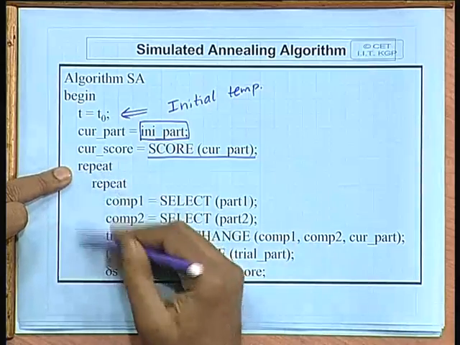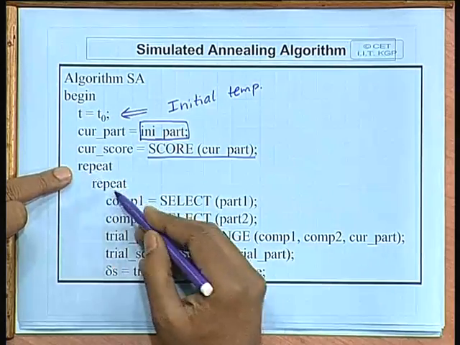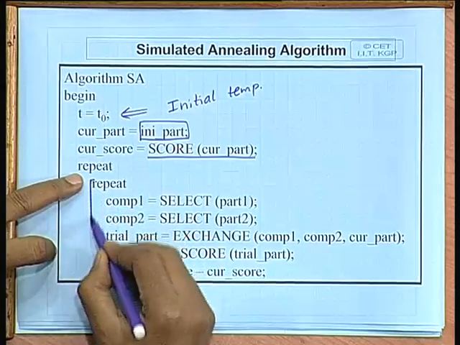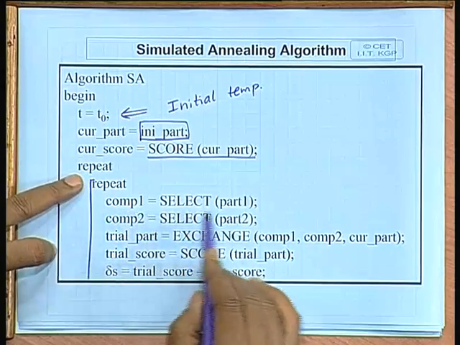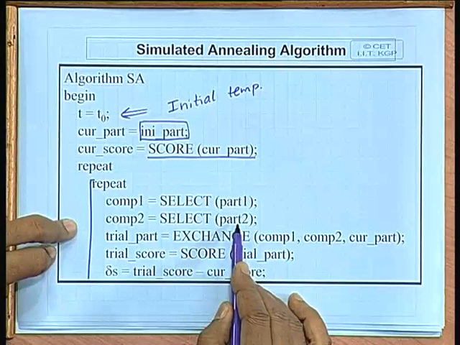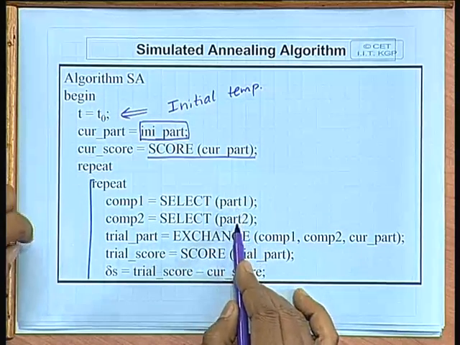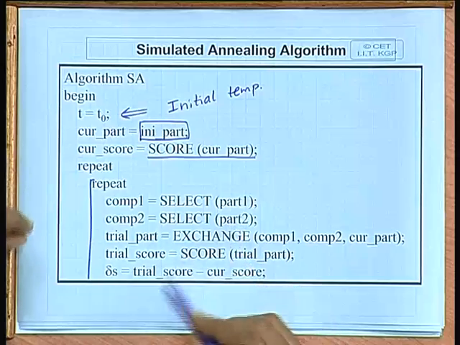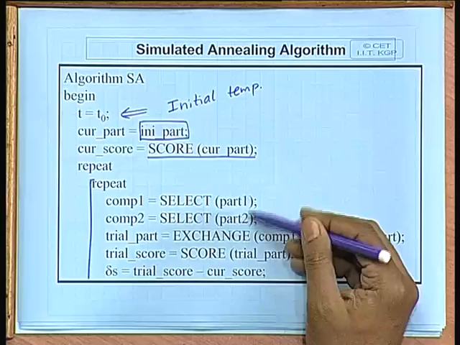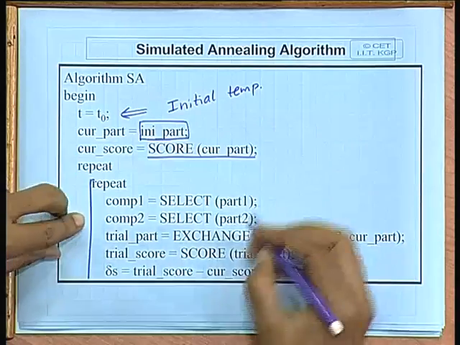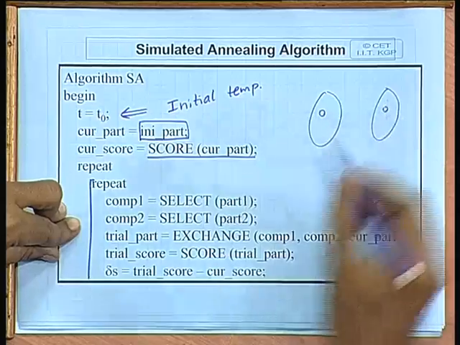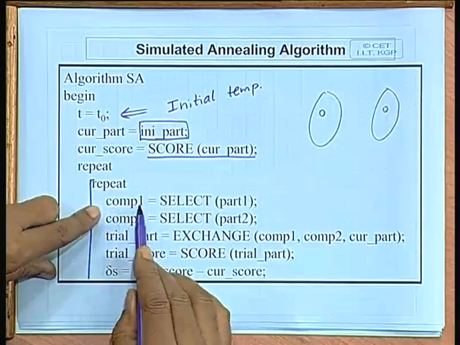Then there is a repeat loop. In fact, there is a nested repeat loop. So, in the inner loop, what do I do? I select two parts or two nodes of the graph. These nodes may be selected at random, or they may also be selected based on some heuristics. We will see these heuristics later. But somehow we are selecting two nodes, one from this partition, one from this partition. We call them component 1 and component 2.